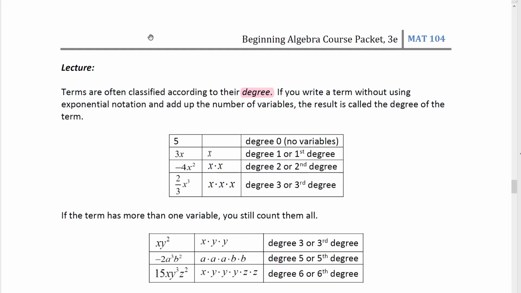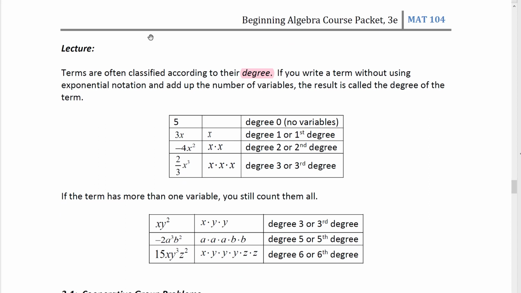On page 116, you're going to learn a little bit about degree. Terms have something called degree, and degree just basically counts up the number of variables there are in a term. And we count the number of variables without using the exponential notation. So in the first table, we see our first polynomial or first term is just the number 5. There are 0 variables, so it is degree 0. The next one, 3x, the only variable is an x, 1x, degree 1 or first degree.